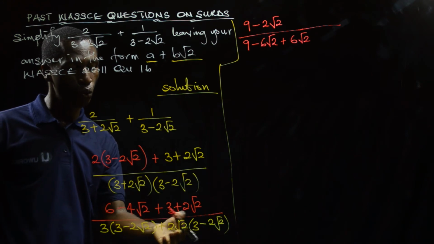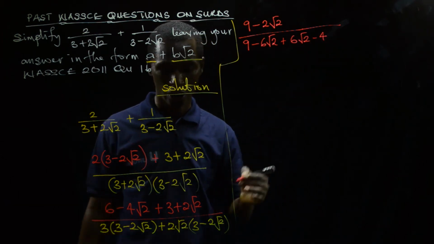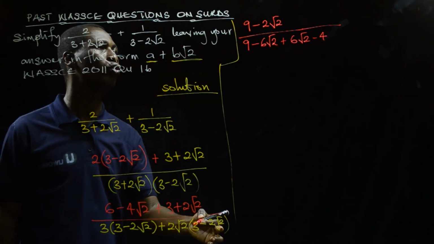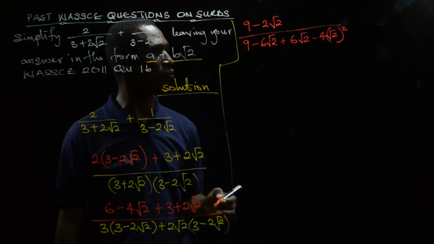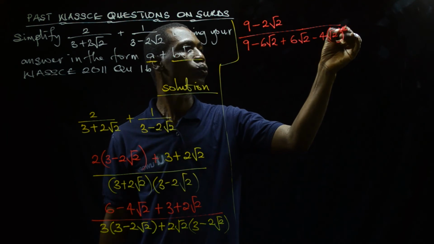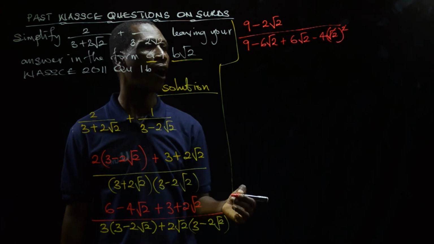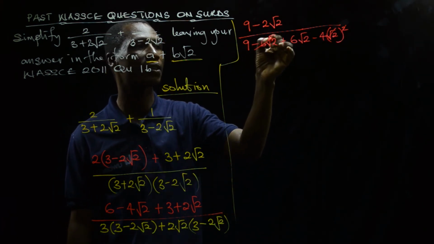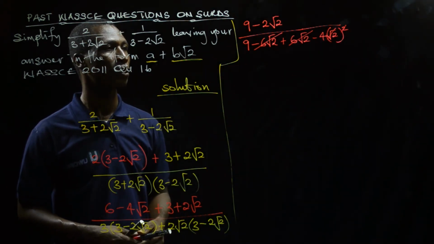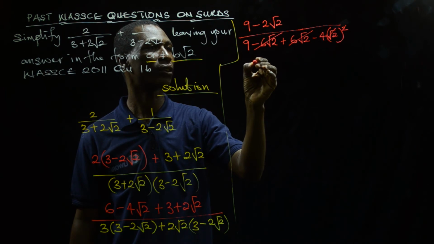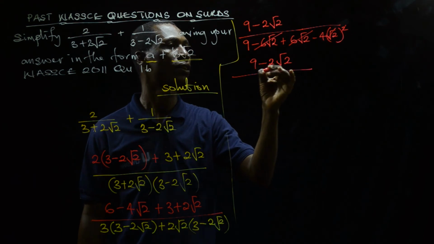So the 2 will multiply negative 2. That is going to give me negative 4. Then root 2 will also multiply root 2, and that is going to give me root 2 squared. At this point, the power will remove the root sign. So we also look at negative 6 root 2 and positive 6 root 2. They are alike with opposite signs, so they will cancel.